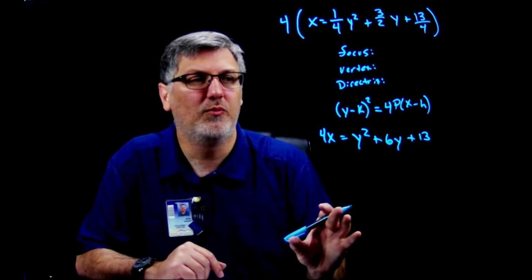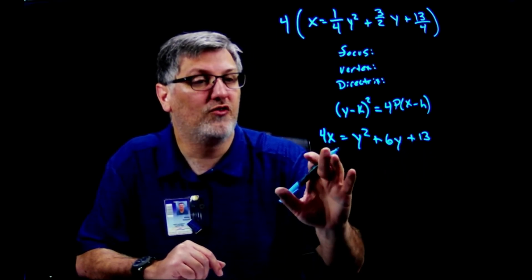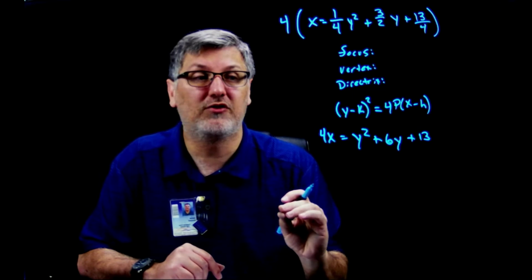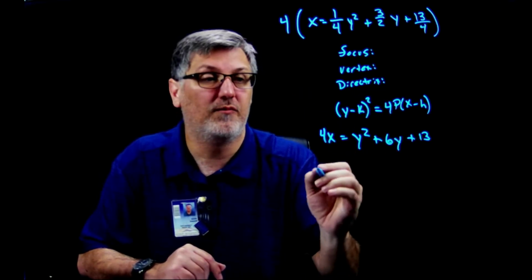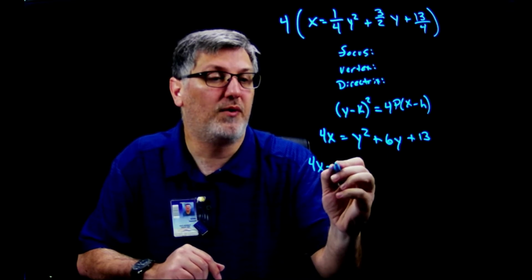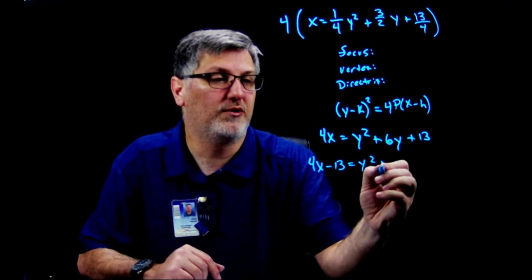Now what I'm going to do is move this 13 over to the 4x because I have to complete the square. So I need to get all the y's to one side. Anything that doesn't have a y, I want to put on the other. So I'm going to do 4x minus 13 equals y squared plus 6y.